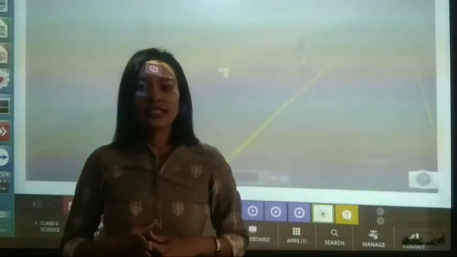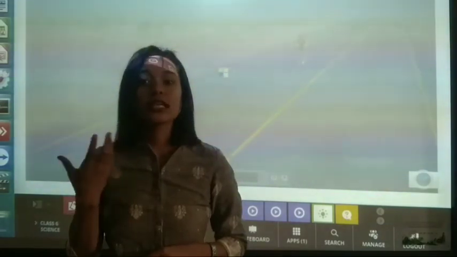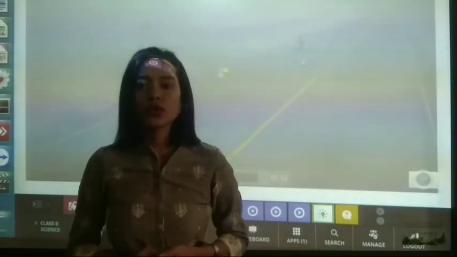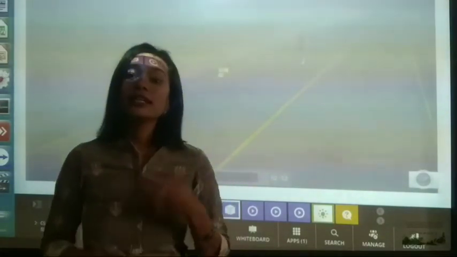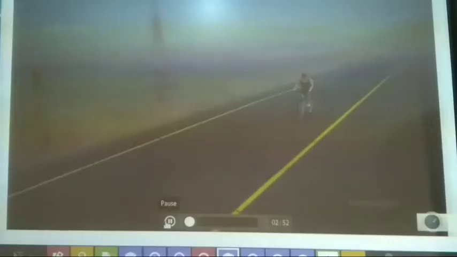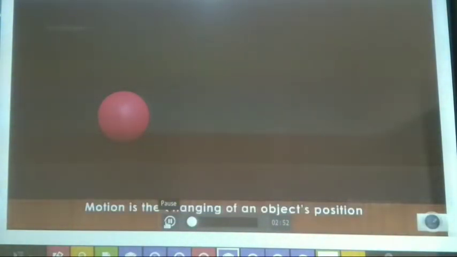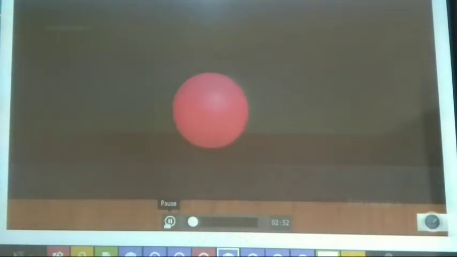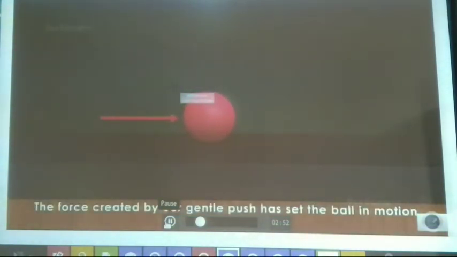So students, now we will discuss motion. What is motion? There is a short video which will help you understand more about motion and types of motion. Motion is the changing of an object's position. Let's consider a stationary rubber ball that's just sitting on a table. The ball is not in motion and is said to be in a state of rest. If we use even a small amount of force to push the ball, it will move from its original position. The force created by a gentle push has set the ball in motion.